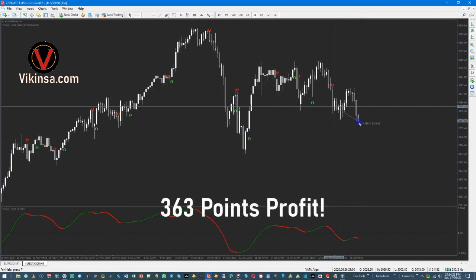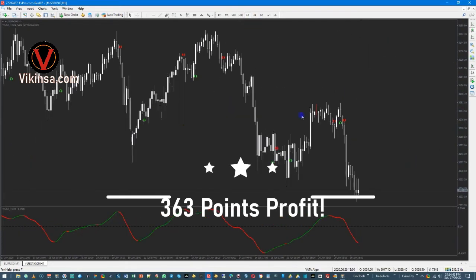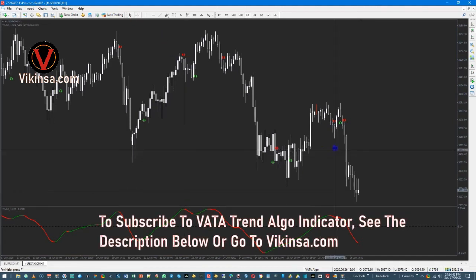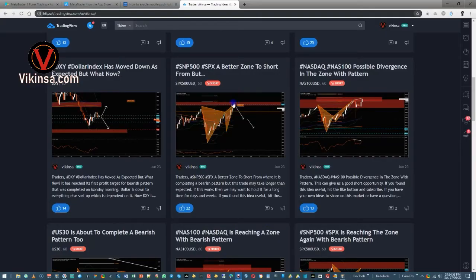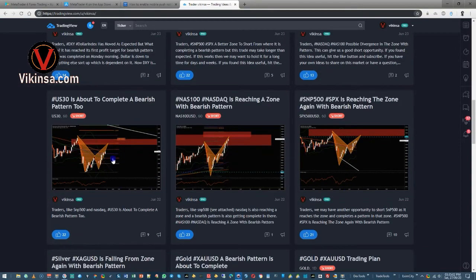However, if you had taken this trade, then you would have made near about 363 points here. And if you had taken it on H1, this was the right signal, because the market changed the color from green to red, and this was the signal, and this was the analysis behind that. Okay, let's move on to US 30.